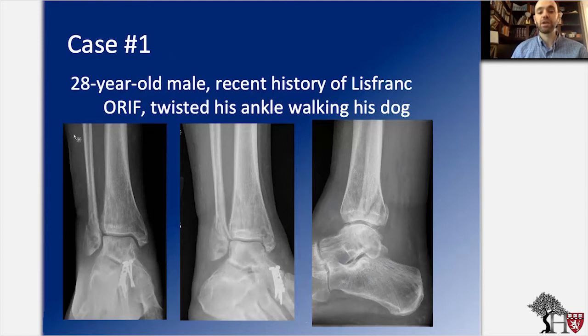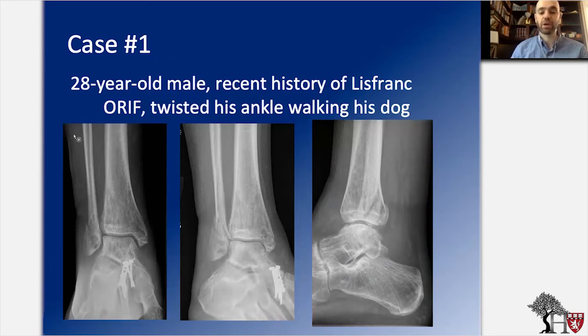This is a 28-year-old male who had recently undergone fixation of a Lisfranc injury. He was actually starting to do really well, but as you can see, he was perhaps a little bit osteopenic after a period of non-weight bearing. And shortly after initiation of weight bearing out of the boot, he twisted his ankle walking his dog. And he comes in with these films.